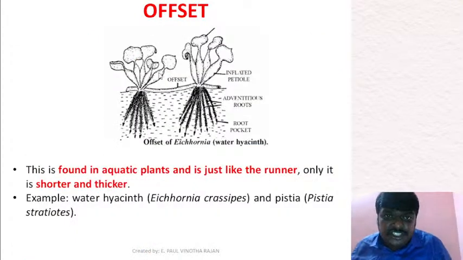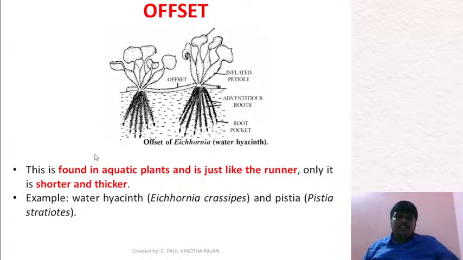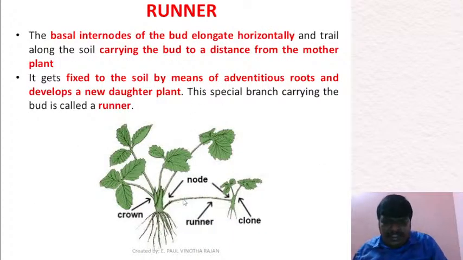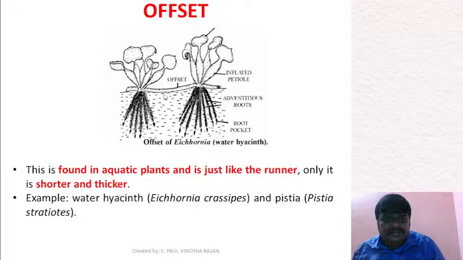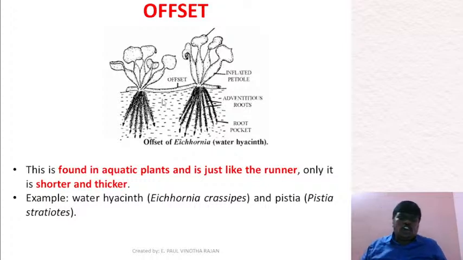And next is offset. The offset is a type of runner that is mostly seen in aquatic plants. In the case of runners, they will be thin branches, whereas here in the offset, it will be thick. Shorter and thick. This is called offset. Examples: water hyacinth, Eichhornia, and Pistia are examples for offsets. Offsets are mostly seen in aquatic plants.